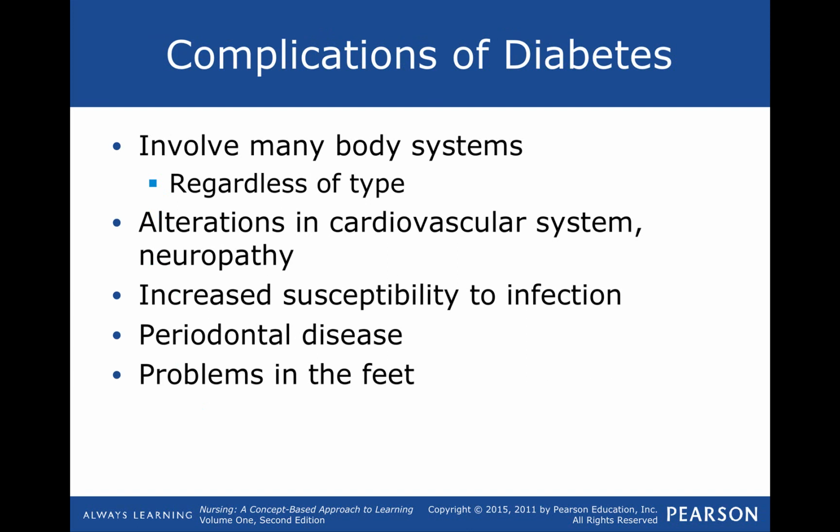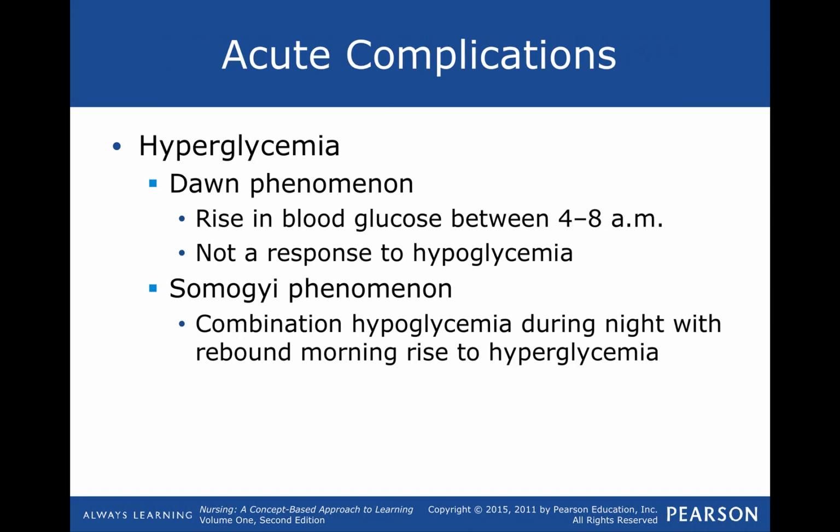We need to remember that diabetes involves all body systems, regardless of the type, and it alters your circulatory system. And it leads to a lot of the neuropathies that we've talked about before. And because of all these systems involved, and because of the autoimmune component they feel, you're more susceptible to infections, things not healing well, more susceptible to periodontal diseases and problems in the feet.